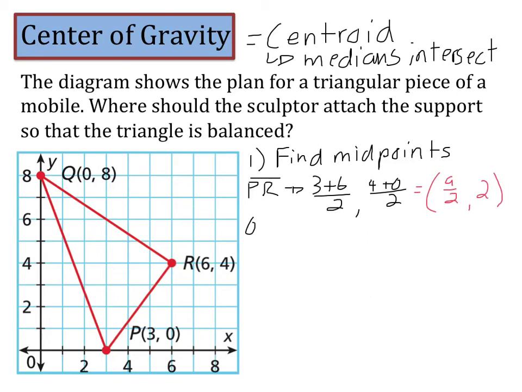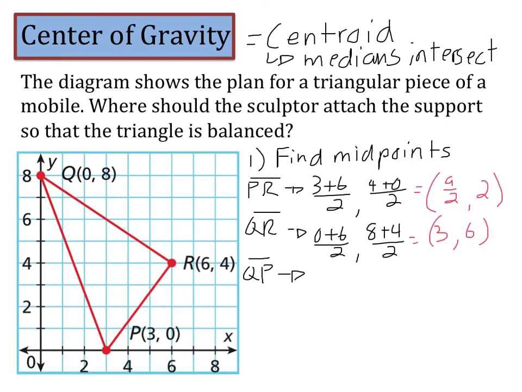I'll find the midpoint of QR. The midpoint of QR is (0 plus 6)/2 and (8 plus 4)/2, which equals 3, 6. The last one I have to find is QP. So QP is (0 plus 3)/2 and (8 plus 0)/2. So that midpoint is 3/2 or 1.5, 4.